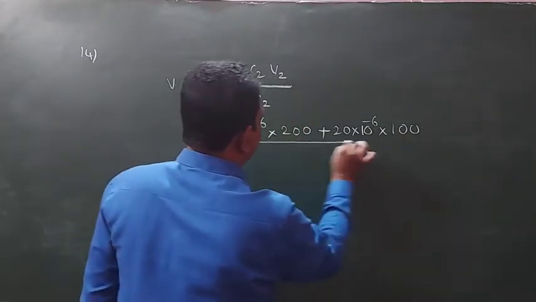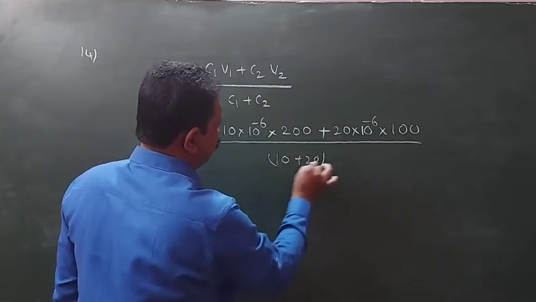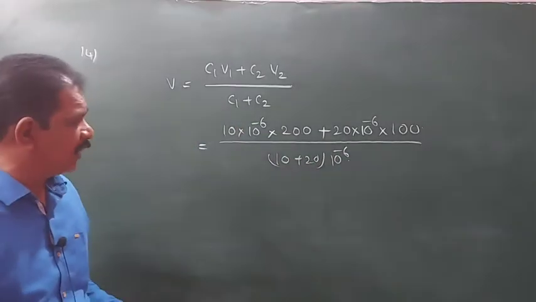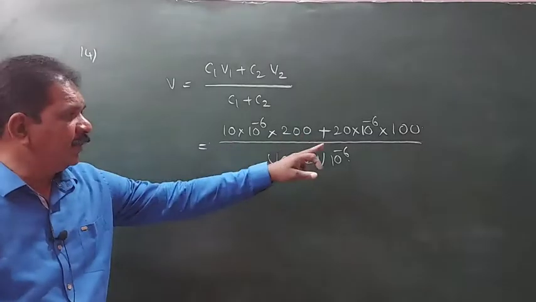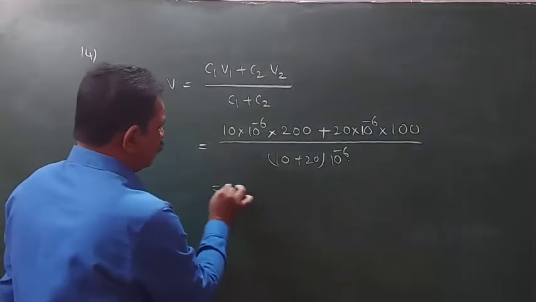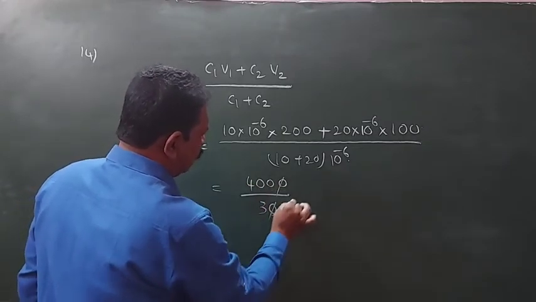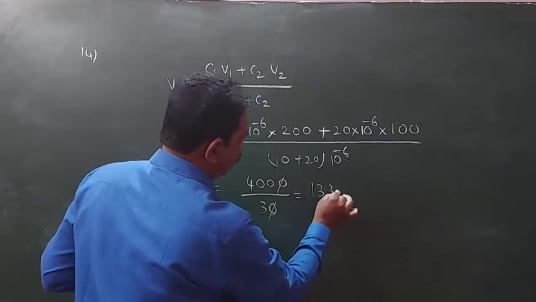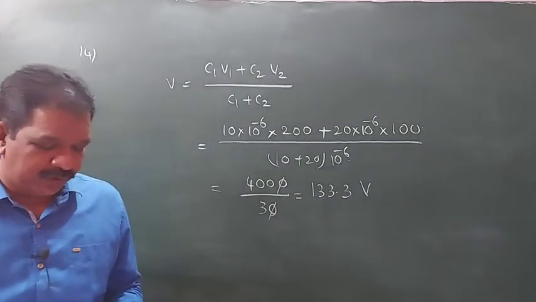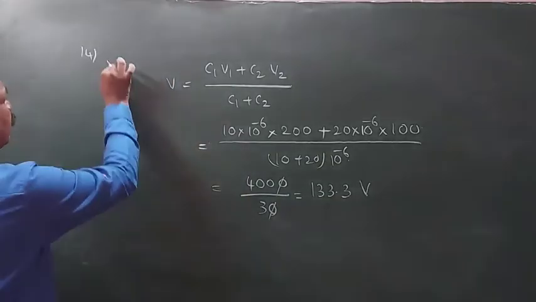and the denominator is 10 plus 20 into 10 power minus 6. 10 power minus 6 we can cancel. This will be 2000, that will also be 2000. So 4000 by 30, 400 by 3, 133.3 volt. Okay. 14th it will be the first option.